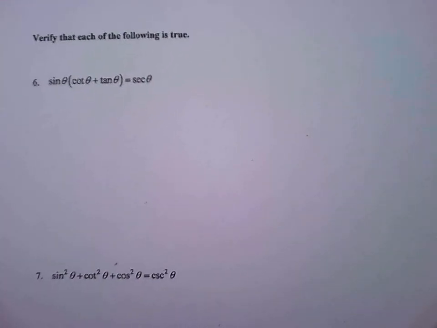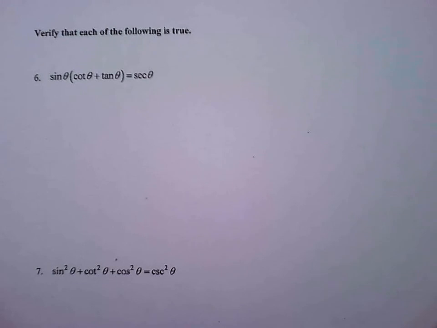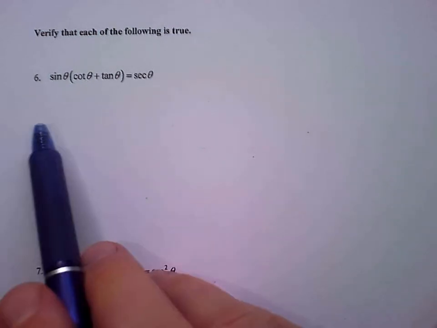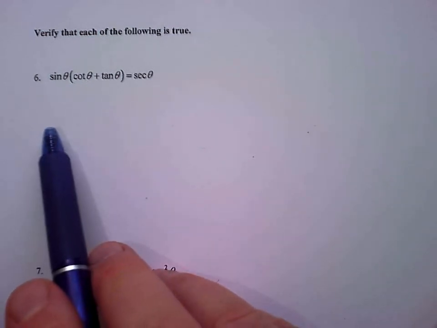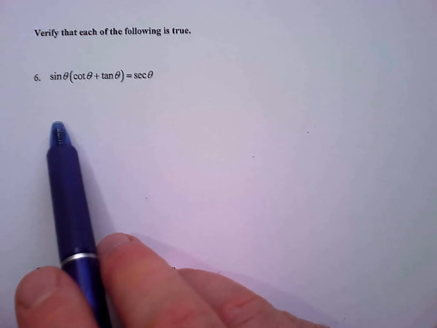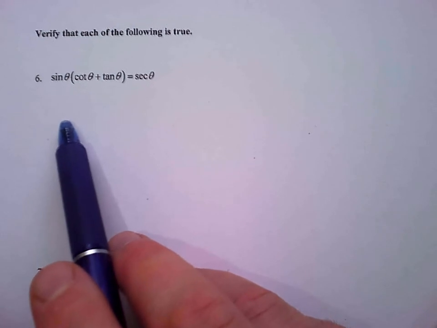For these next couple of examples, it says verify that each of the following is true. So we're going to try to make the left-hand side of the equation equal to the right-hand side of the equation. Again, we're not going to move stuff from one side to the other side. We're just going to try to manipulate one side. And if you remember, one of the previous guidelines on the previous page says, start with the more complicated looking side first. So generally speaking, that's going to help us out a lot.